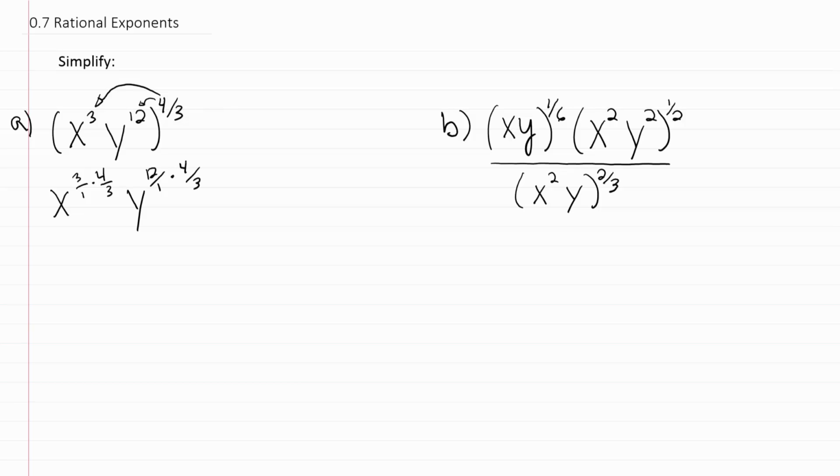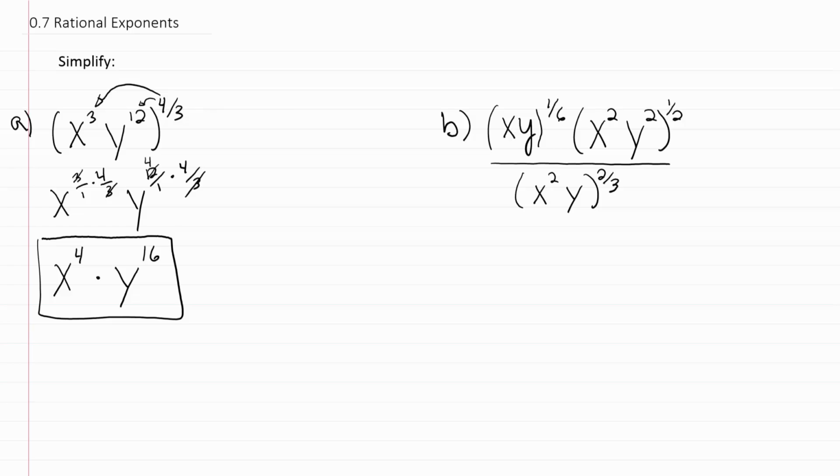Well, what's good here is that 3 will cancel with the 3 here to give you just x to the 4 over 1 power, or x to the 4th. And then for y, the 3 will go into the 12 4 times, giving you 4 times 4, or in other words, y to the 16th power. And so you end up just having x to the 4th, y to the 16th power as your answer.